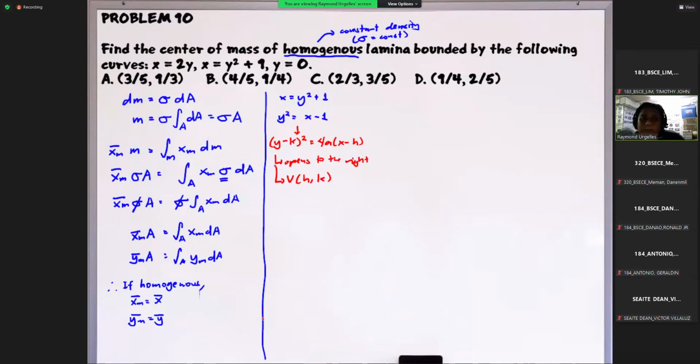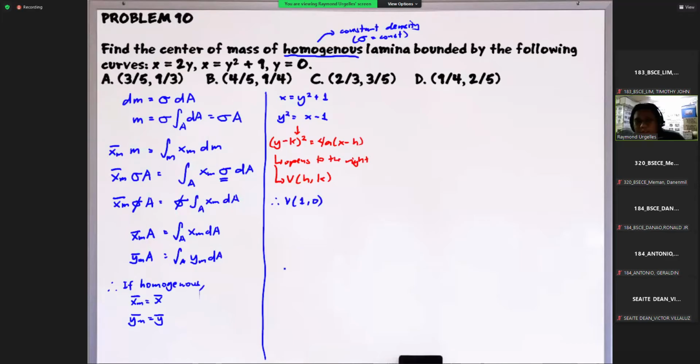So that's what we can get there. Therefore, using that information, yung vertex natin will be located at, yung h natin ay 1, yung k natin ay 0. So this is the vertex, this opens to the right, no?